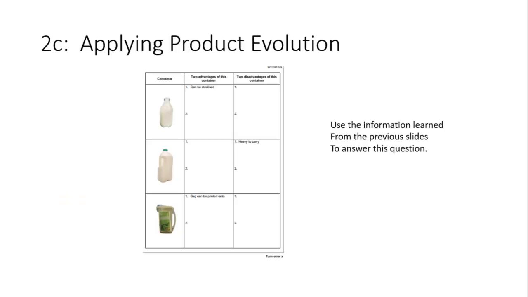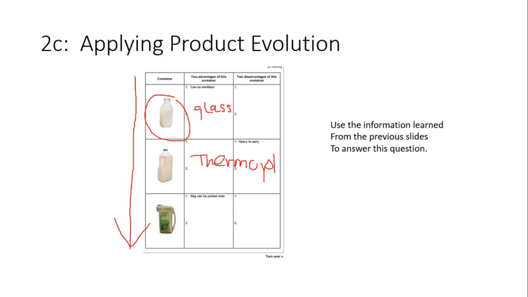Okay, and so here we can apply product evolution once again. If you look over here, we have a situation where over time milk bottles have changed from being made from glass to now being made from thermoplastics. Sorry for my scribble. So thermoplastics now are used to make these milk bottles.